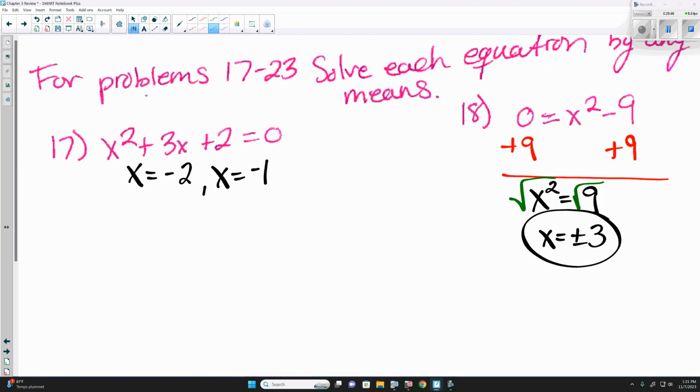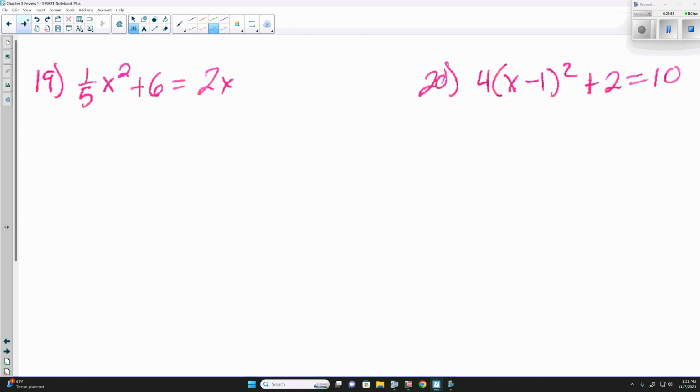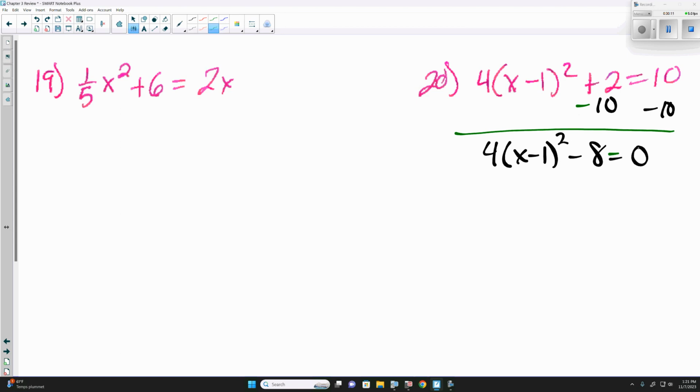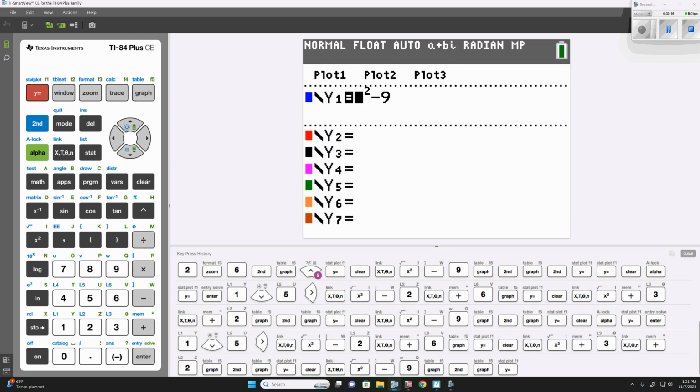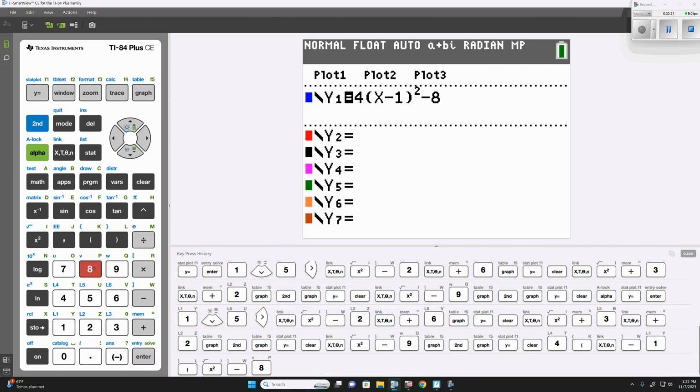Questions on how we solved either one of these here? Questions on 19 or 20? 20. So one thing we could try doing is I could try getting this equal to 0. We can subtract 10 from both sides. 4 times x minus 1 squared minus 8 equals 0. 4 parentheses x minus 1 squared minus 8.